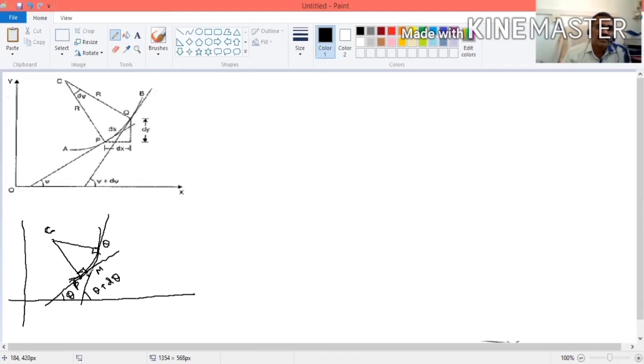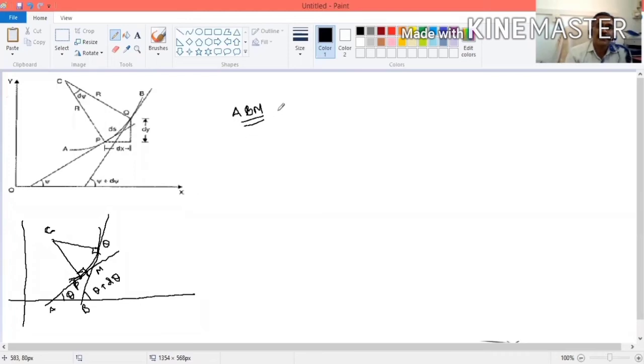Now to find this angle, I am taking a triangle. Let us take this as A, this as B. Now you take a triangle ABM. A, B, and M. Here in this triangle there are three angles.